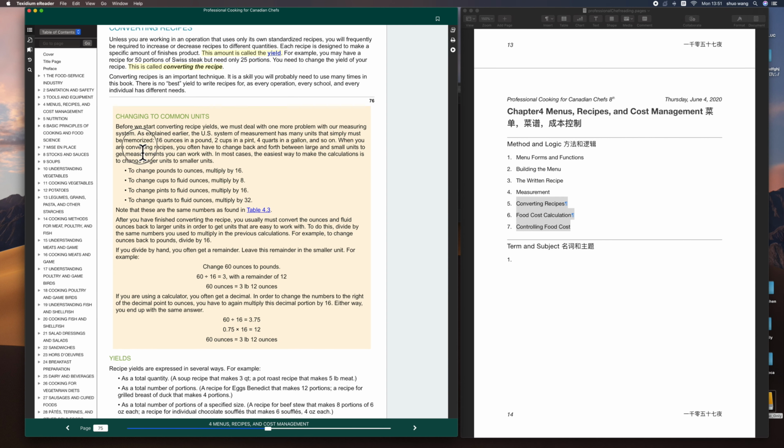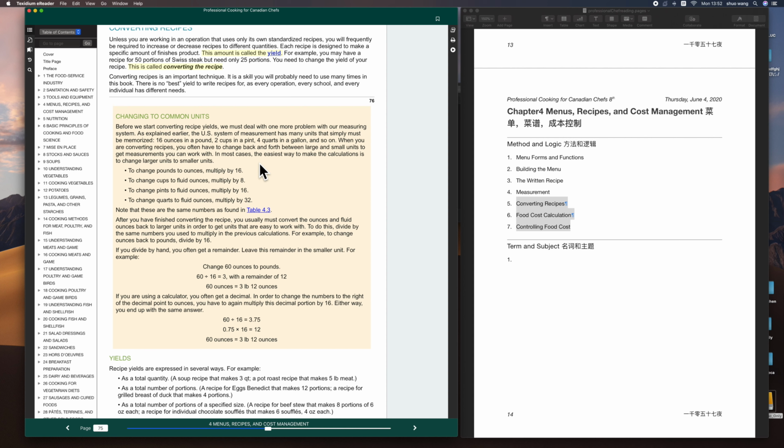然后我们看它这个小例子，changing to common units. Before we start converting recipes, we must deal with one more problem with our measuring system. As explained earlier, the US system of measurement has many units that simply must be memorized: 16 ounces in a pound, 2 cups in a pint, 4 quarts in a gallon, and so on. When you are converting recipes, you often have to change back and forth between large and small units to get measurements you can work with.